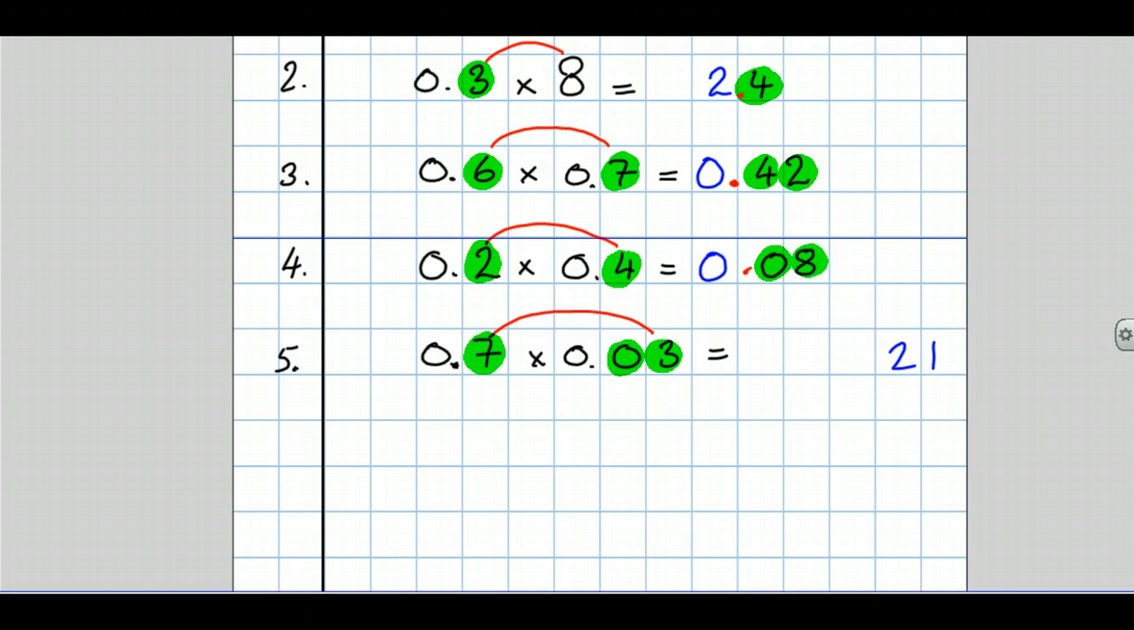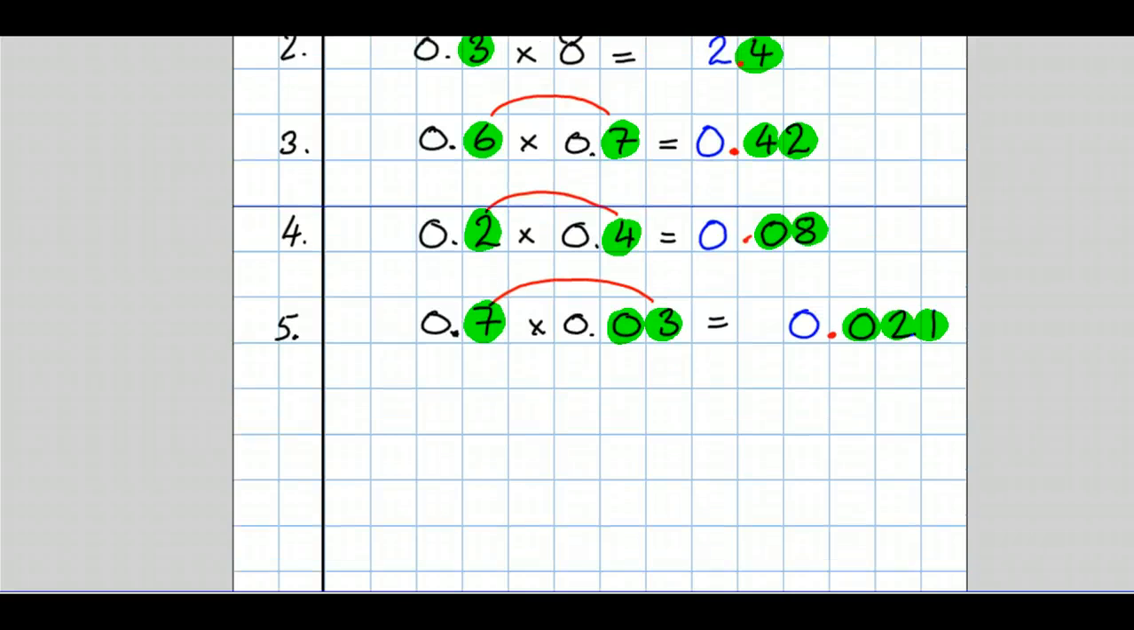Again, we don't have enough figures. So what we do is we add a 0 and put the decimal point there. That way we have 3 figures in the answer after the decimal point, the same as the total number of figures after the decimal point in the question. And as I said, you can't begin an answer with a decimal point.